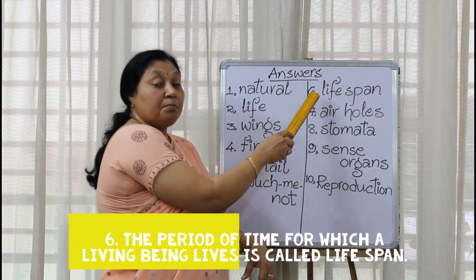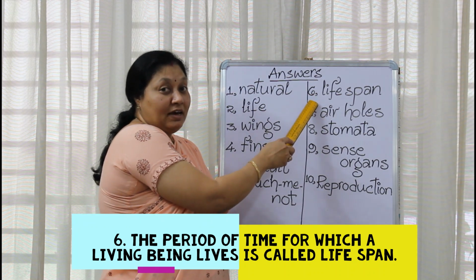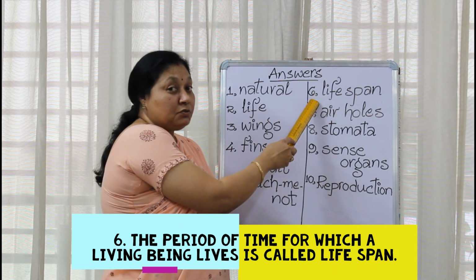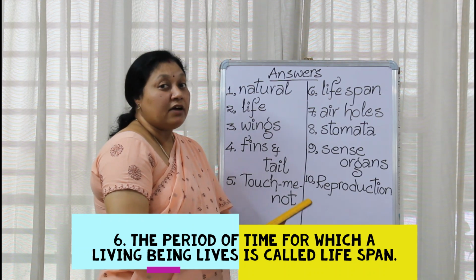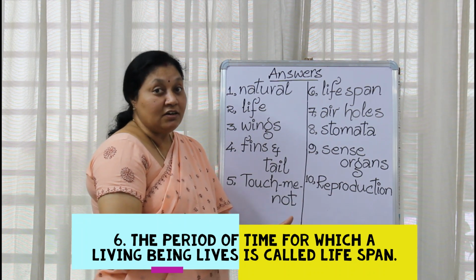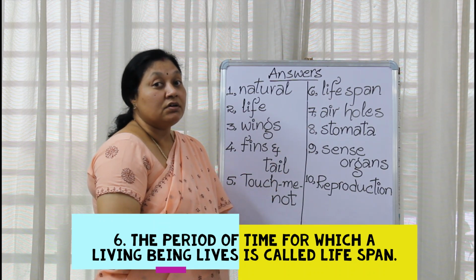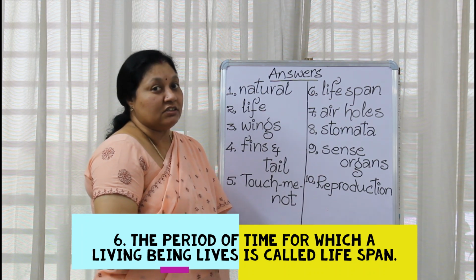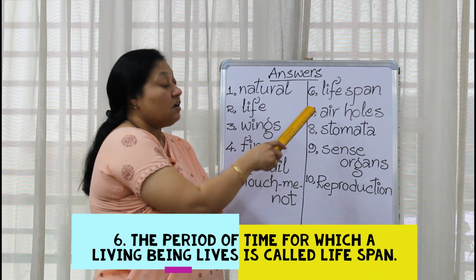Next comes the period of time, the duration or the longevity of a living being is called as lifespan. So this lifespan differs from one animal to another. For example, a donkey's lifespan is 50 years, whereas an elephant lives for 70 to 80 years. A banana tree lives for 2 to 3 years, whereas a banyan tree lives for 400 years.